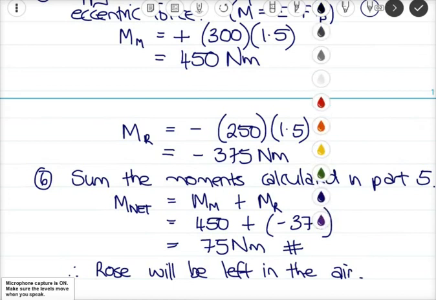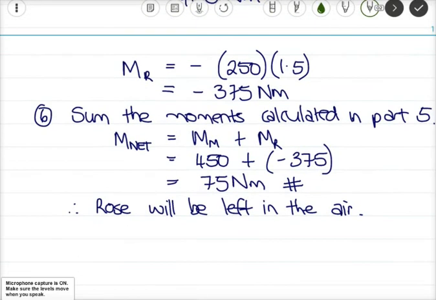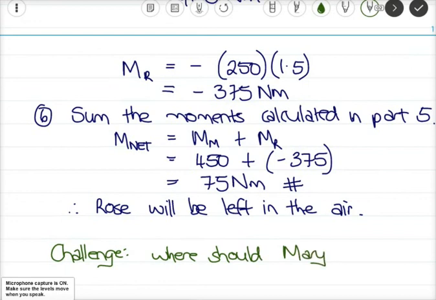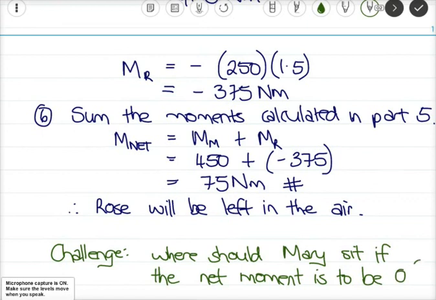As an addition to this, I won't do it for you, but we can discuss it in your laboratory classes if you want to. Where should Mary sit if the net moment of the system is to be 0? I'll leave that one for you to answer.